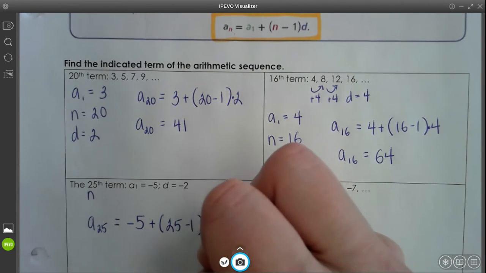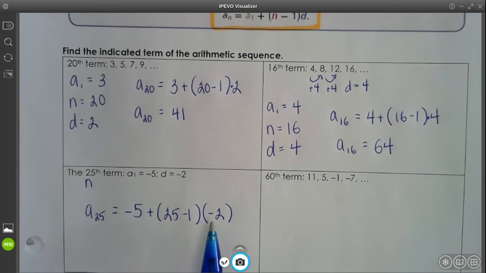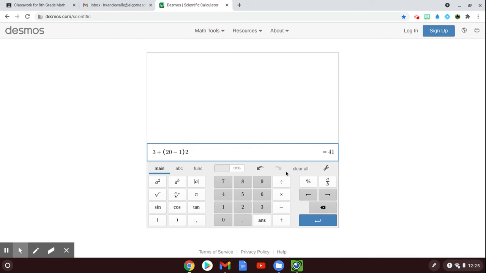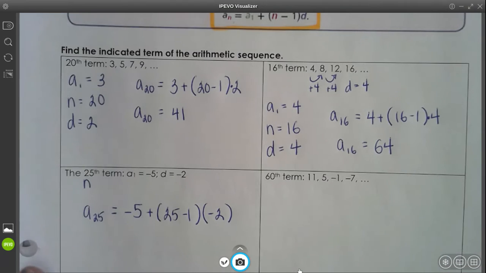So I'm going to go ahead into Desmos and enter that. So it's negative 5 plus 25 minus 1 in parentheses, and then I'm going to write negative 2 in parentheses to show that that's multiplication, and we end up with a negative 53. So the 25th term of that sequence would be a negative 53.